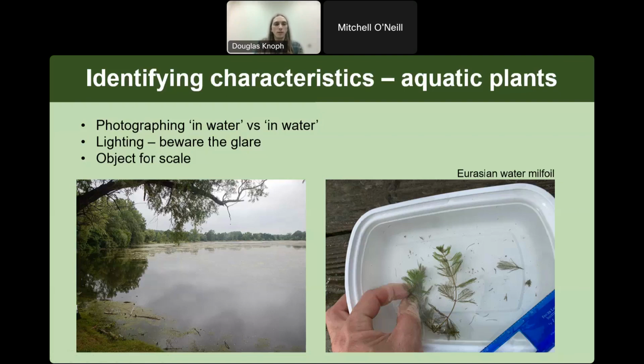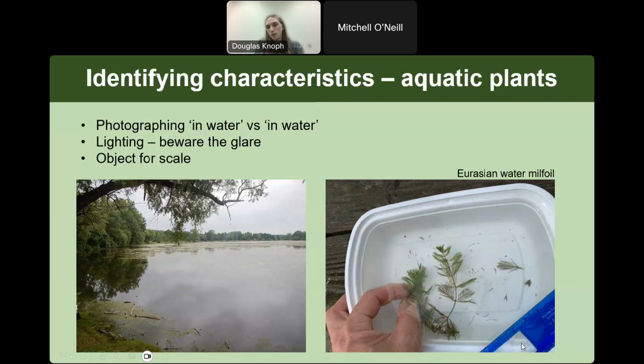Obviously, if you have a very still day with no ripples on the surface of the water and it's cloudy, you've got a mirror effect, and you're basically just taking a picture of the sky when you're trying to photograph the water. So the best thing that we often suggest people do if you're trying to photograph an invasive aquatic plant is to take a small section of it out of the water and put it into a clear Tupperware container or a small container of water where you can get a more clear photo of it.